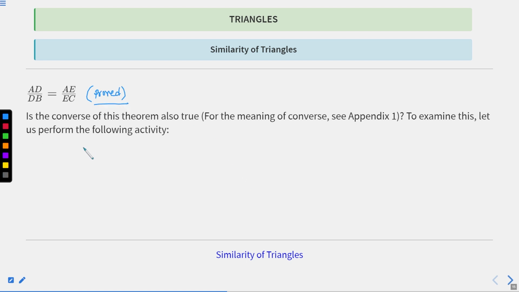So now the question: is the converse of this theorem also true? For proving that the converse of this theorem is also true, you can see appendix 1. Here, to examine this, let us perform the following activity. In our next slide we'll perform the activity, and by that activity we can say the converse of this theorem, that is the converse of the basic proportionality theorem, is also true.